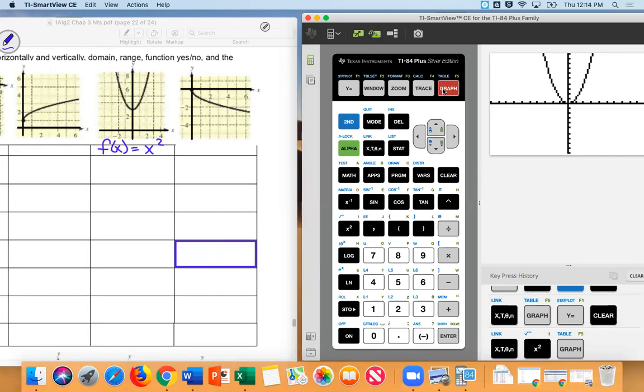Now, this is what the parent function looks like. Do you see this right here? That's what it looks like. This is what I did to it. What did I do to this to get to that? Went up, right? Now the first question asks, did I shift it left or right? And I didn't. It's not moved left or right. So we're going to write none.